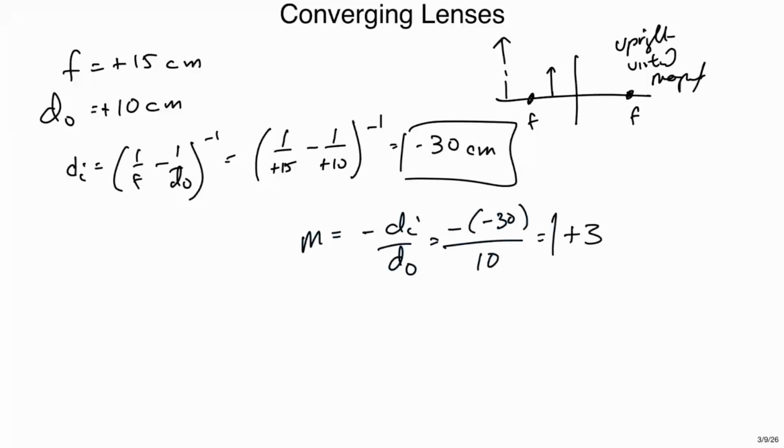What's the positive sign on the magnification mean? It's upright. And the 3, what does that mean? It's in fact 300%, or 3 times bigger than what it needs to be. Okay, time to experience this.